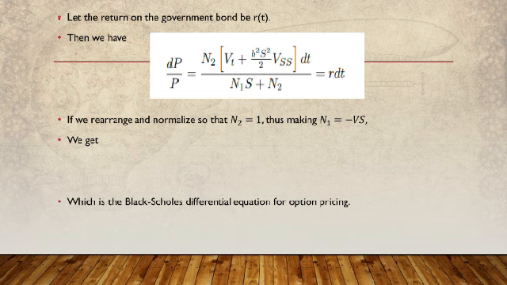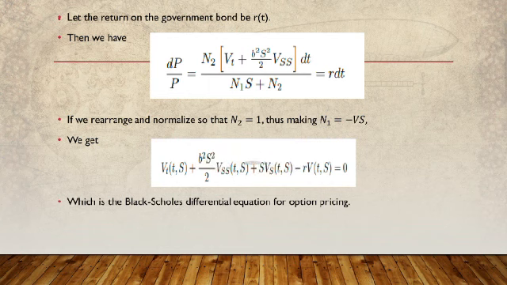If we rearrange and normalize so that N2 is equal to 1, thus making N1 equal to negative V_S, we get [V_t plus b squared S squared over 2 times V_SS] dt equal to [negative V_S S plus V] r dt.